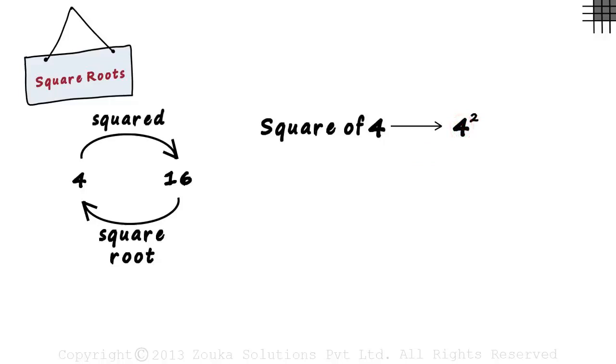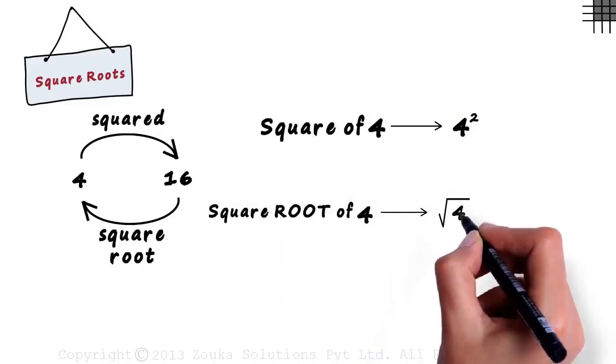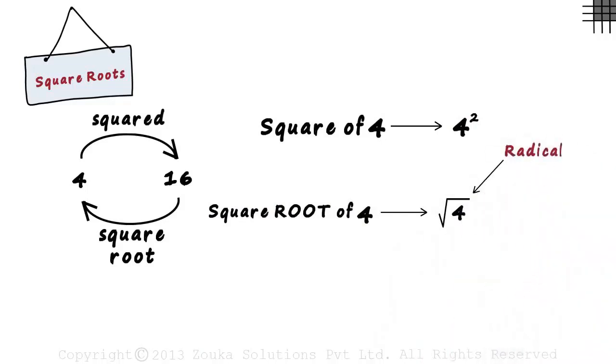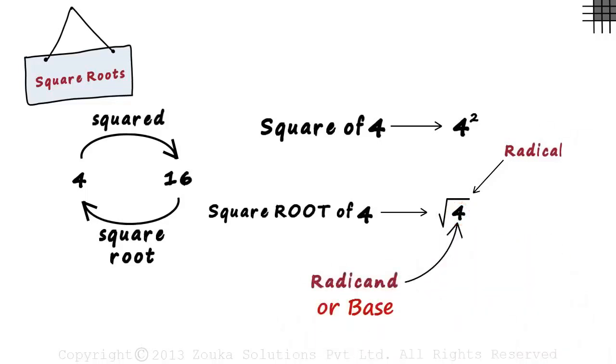Now how do we represent the square root of 4? Well, this is how we write it. This symbol is called the radical or the square root, and the number inside the symbol is called the radicand or the base. That's the first thing we learnt, how to represent a square root.